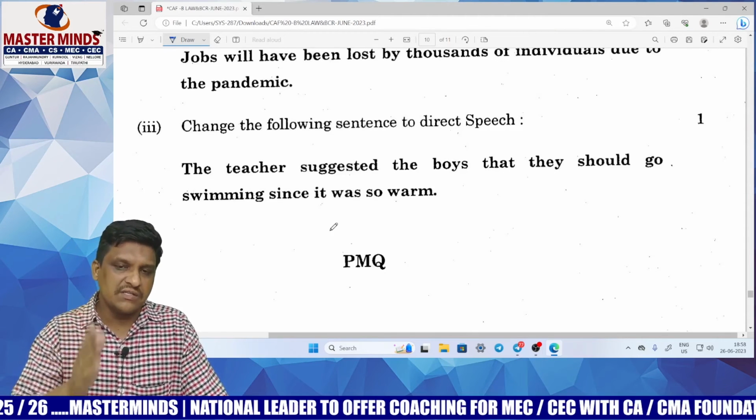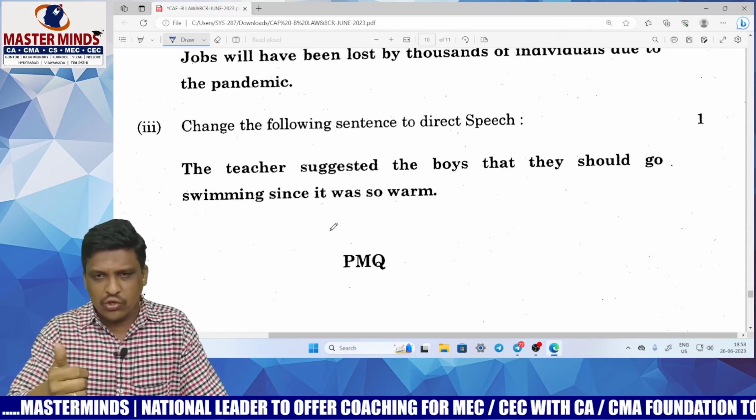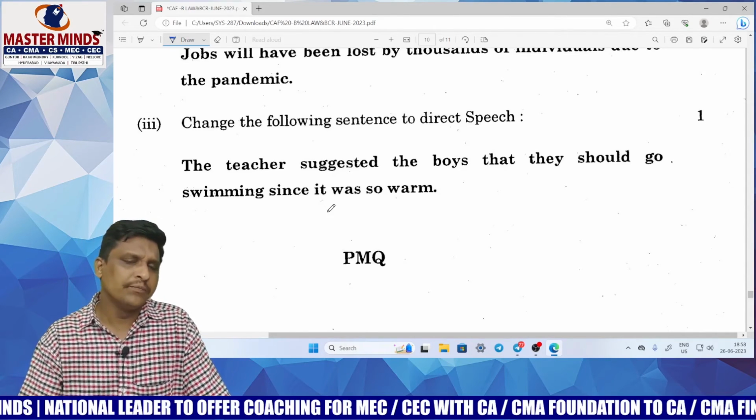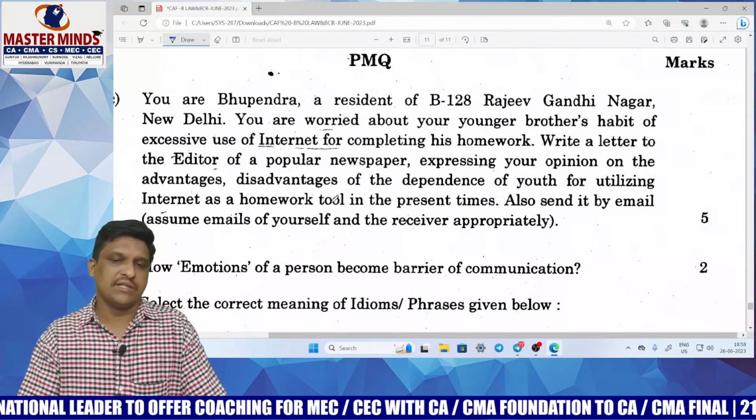Fifth change is change in certain words. Sixth change is change in modal auxiliaries. Seventh change is change in reporting verb. Just stick to the rules there and just try to convert from speech there.